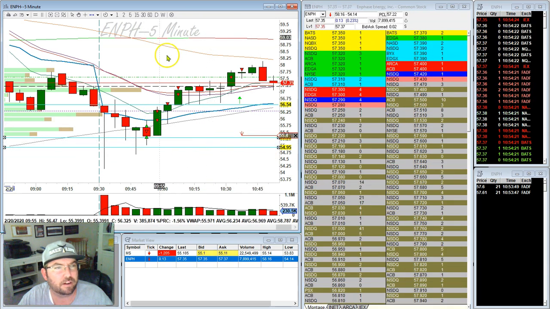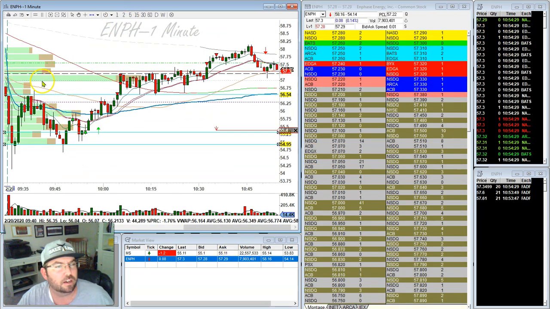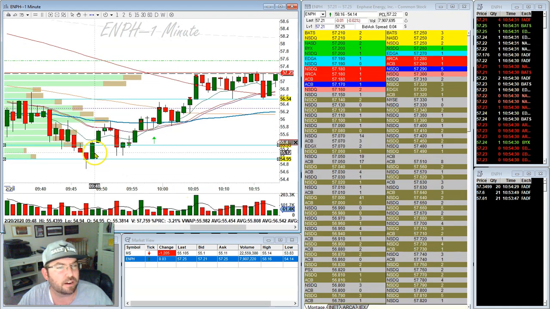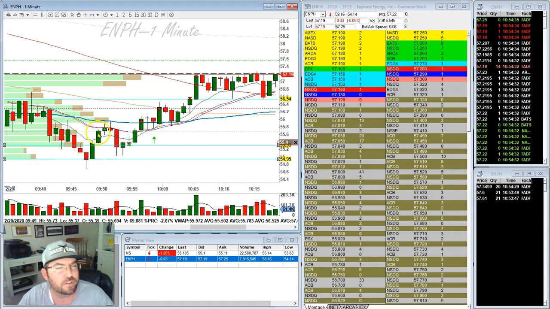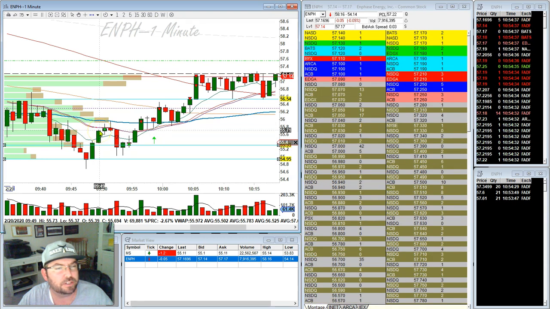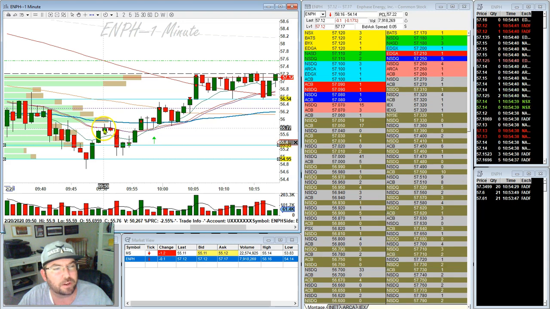Let me get to the 1 minute so you can see a little bit more precisely. All right, zoom. So you can see here it came back up. It got above that support level. It was moving a little too fast here for me to get in there, but I waited. It did a nice little pullback and made a new high. I liked it, so I went long here.